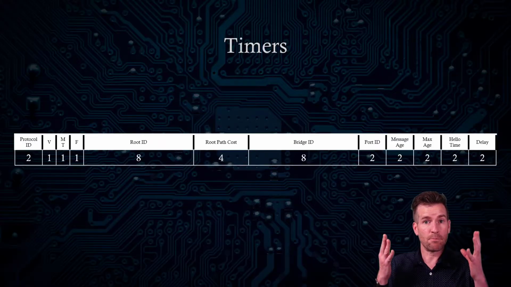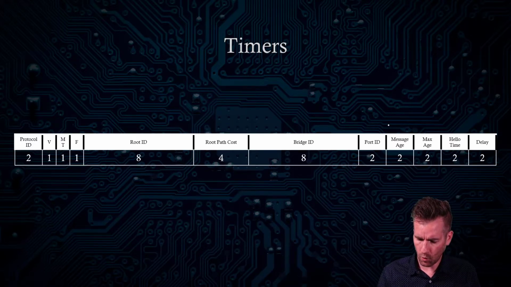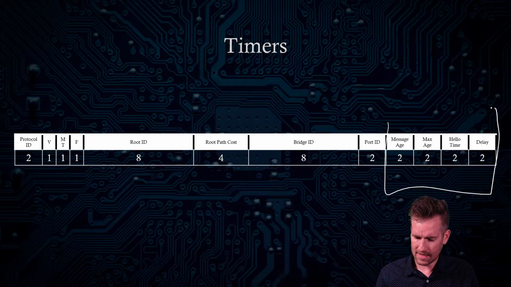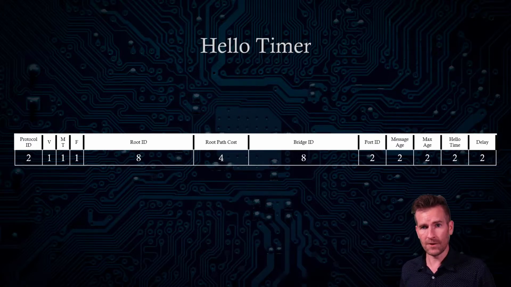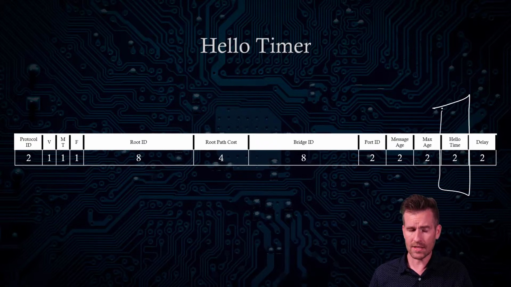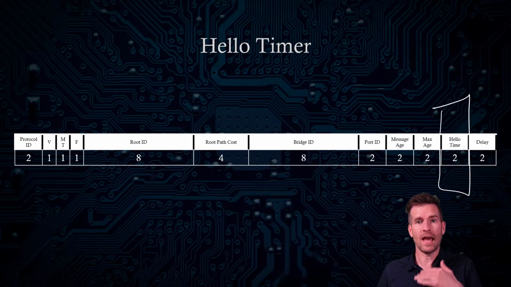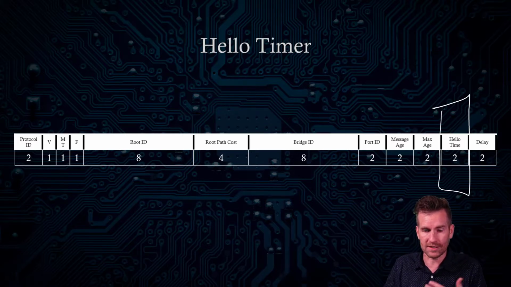So here is a bridge protocol data unit, and something that we kind of went over real quickly before was these timers right here, this information on timers. So let's get a little more in depth into some of these. The first one that we'll take a look at is this hello timer. The hello timer is the time in between the times that it sends out new bridge protocol data units.